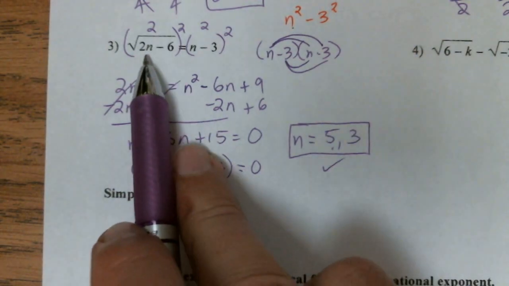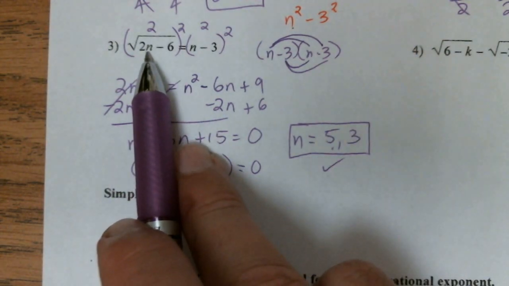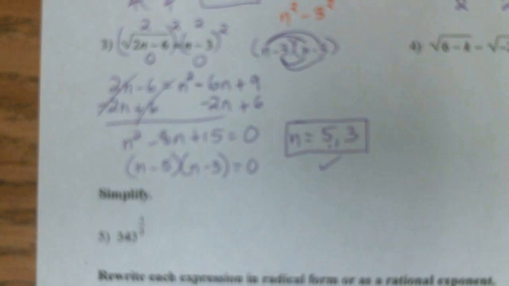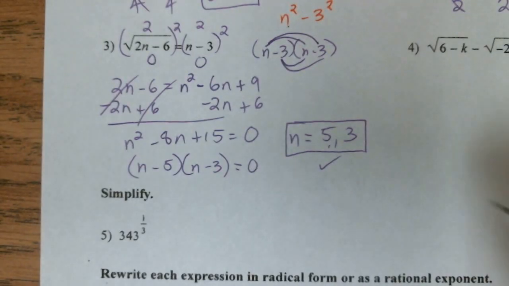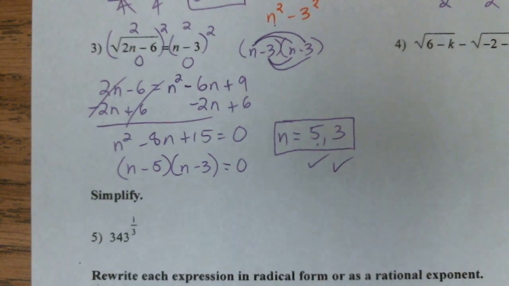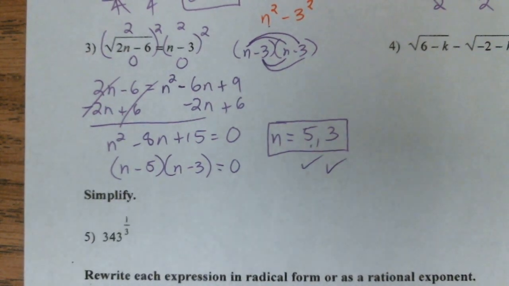What about the 3? 2 times 3 is 6. 6 minus 6 is 0. The square root of 0 is 0. And of course, 3 minus 3 is 0. I can have 0 equals 0. That's perfectly valid. I just can't take the square root of a negative number. So 5 and 3 are good solutions to that radical equation.